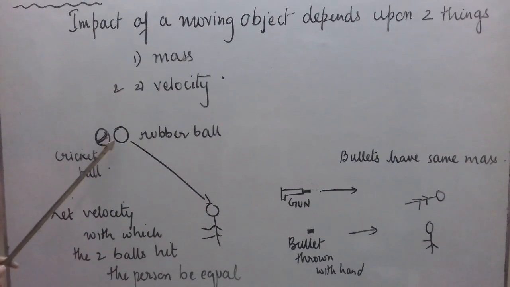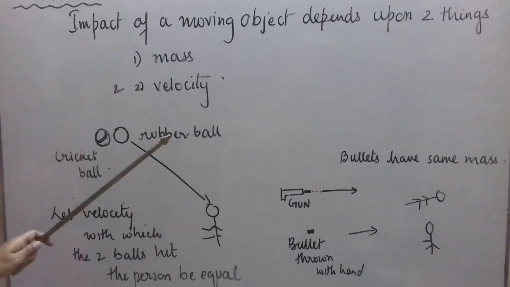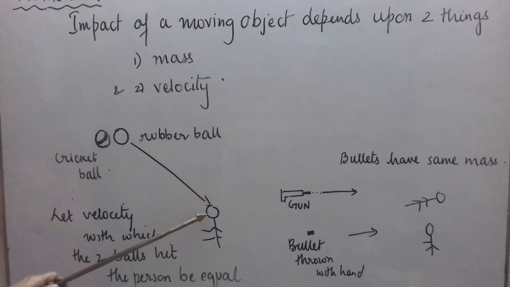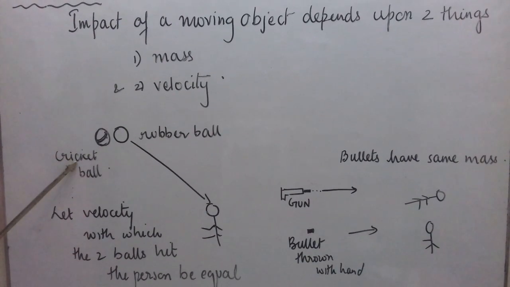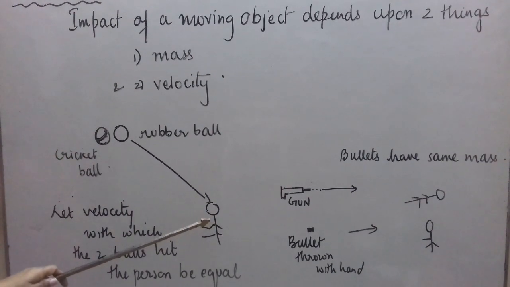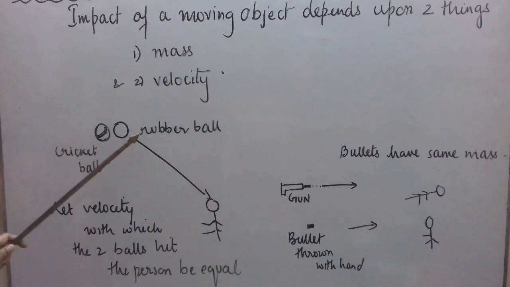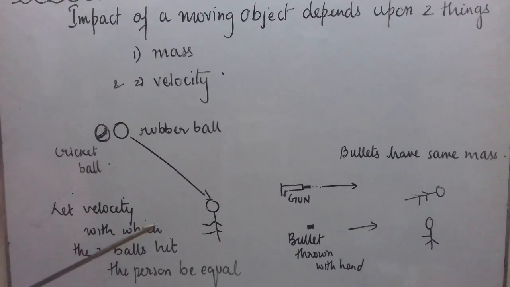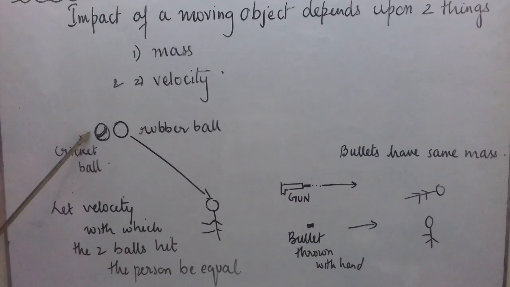Will the effect or impact of the two balls be the same? Obviously no. A rubber ball, when it hits, maybe the person will get a little hurt, not more. But the cricket ball can cause huge damage to the person. You know that. So, cricket ball and rubber ball, we have considered that they hit the person with the same velocity. But the impact in the two examples is different.